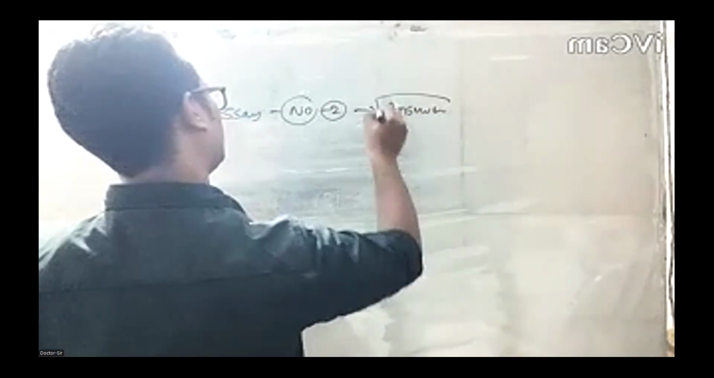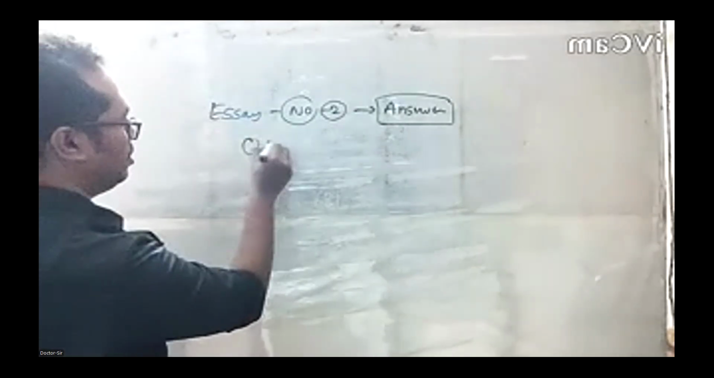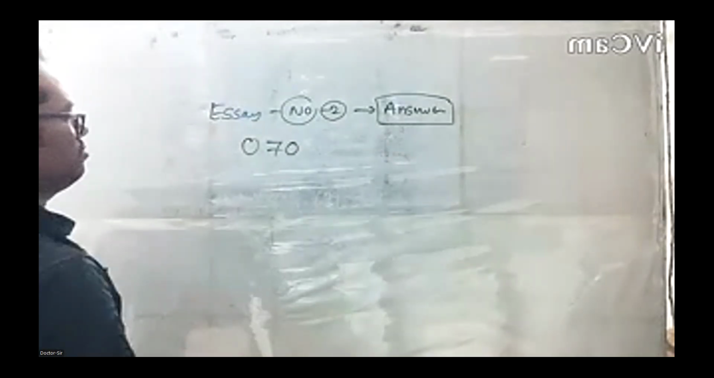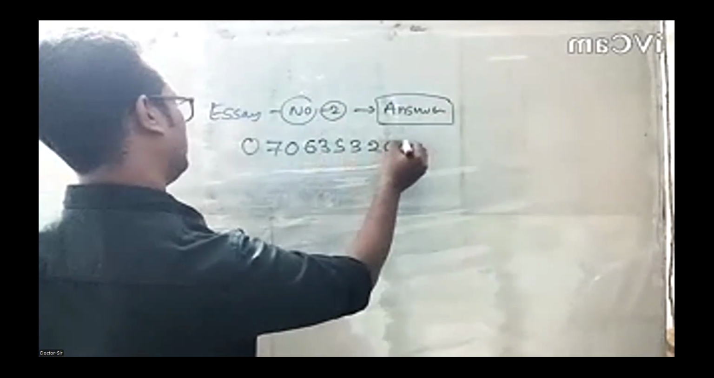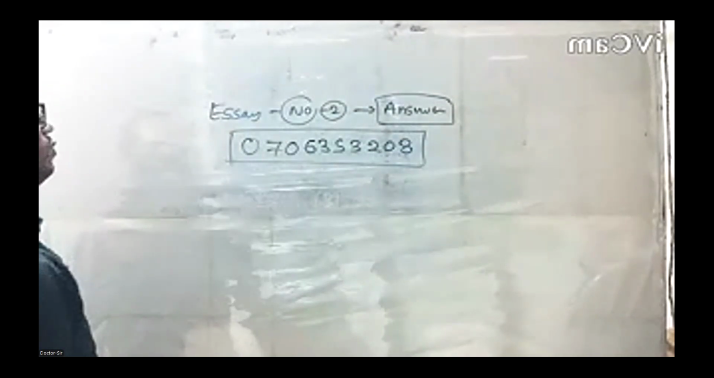You have to write your answers on an answer sheet. Whatever your own answers are, you have to WhatsApp them to my number. Those who are watching on YouTube as well can find the number, 706353208. You can send the paper to this WhatsApp number.